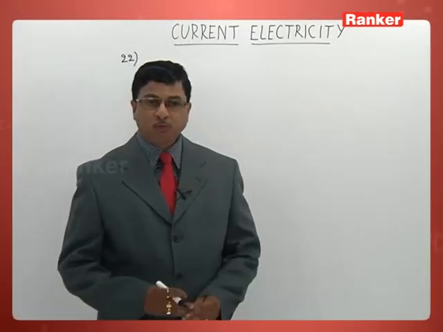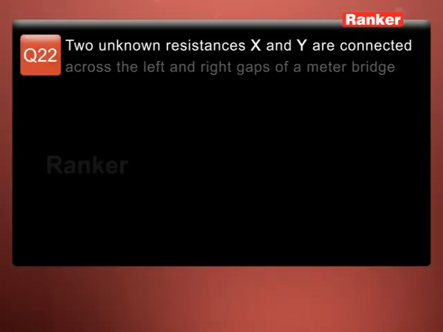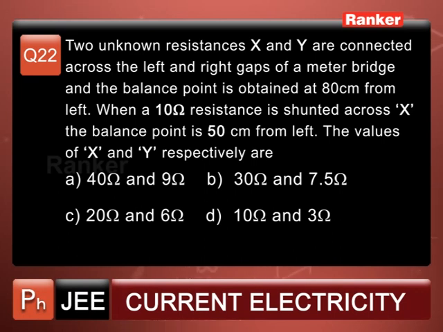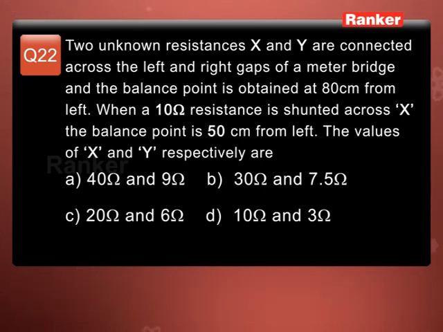Let us switch over to problem number 22. Two unknown resistances X and Y are connected across the left and right gaps of a meter bridge, and the balance point is obtained at 80 centimeter from left. When a 10 ohm resistance is shunted across X, the balance point is 50 centimeter from left. The values of X and Y respectively are, as usual, 4 options.